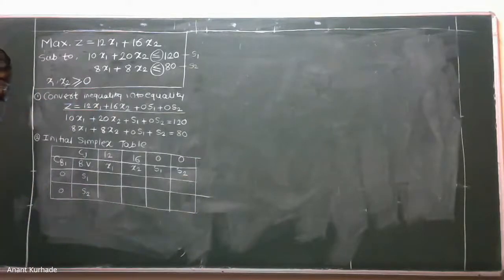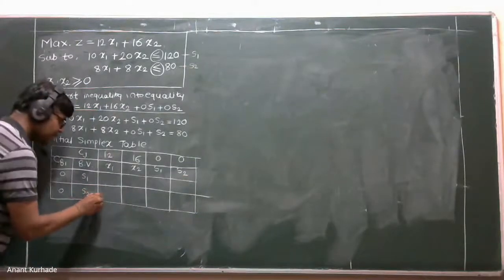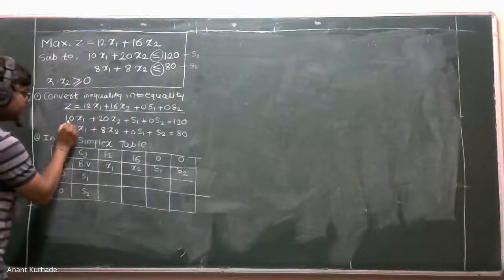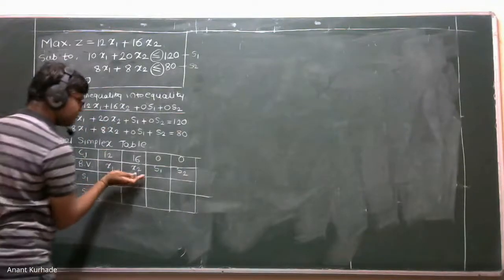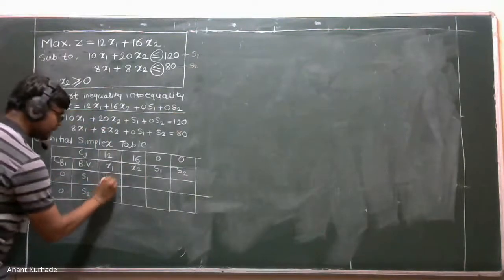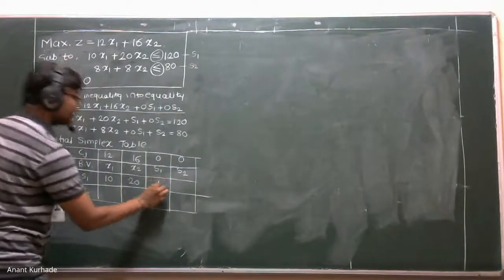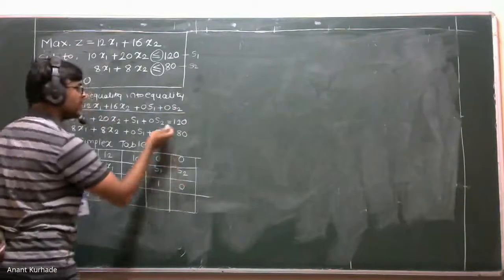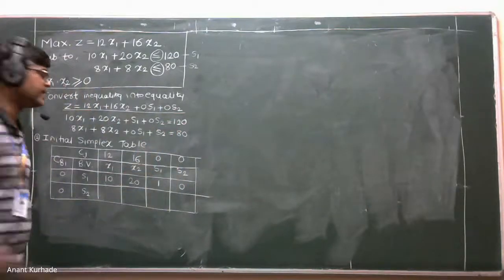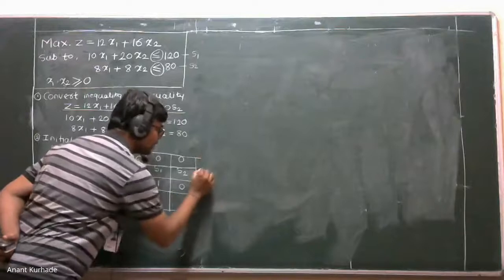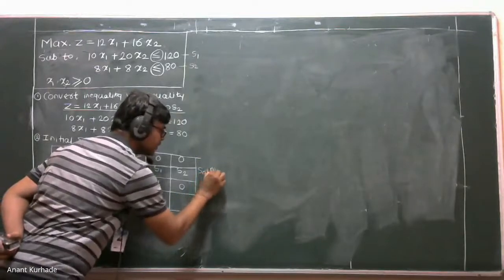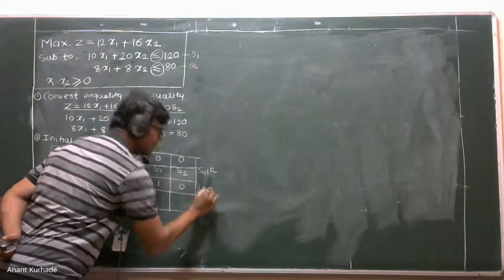Now again, write down the first constraint, first row. So you can write here 10x1 plus 20x2 plus 1s1 plus 0s2 is equal to 120. So you can write here solution. It is 120.